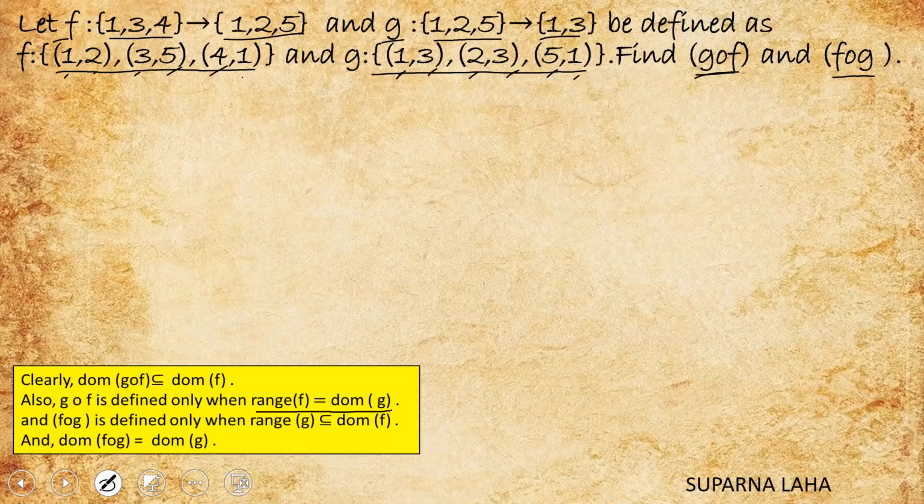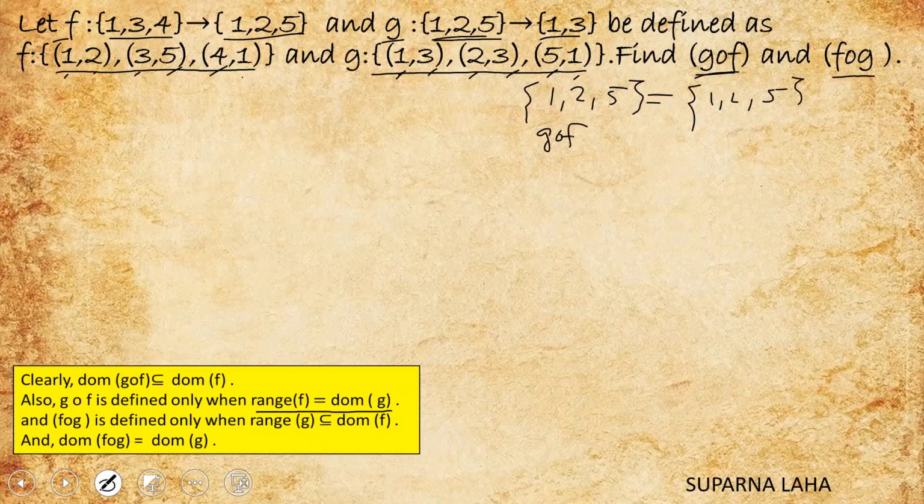What is the range of f? It is 1, 2, 5, and this should be equal to the domain of g. The domain of g is again 1 to 5. They are equal, which means g of f I can define. So what is g of f? g of f of x, where x belongs to the set 1, 3, 4.